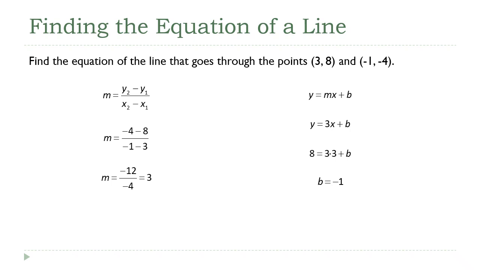Right, now I'm going to put 3 into that slope-intercept equation for m. I'm going to put -1 in there for b. And I get y equals 3x minus 1. That's my final result.